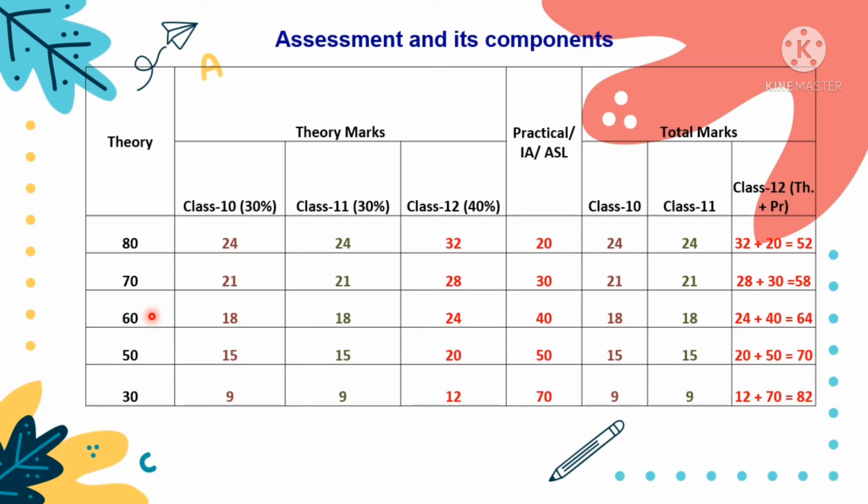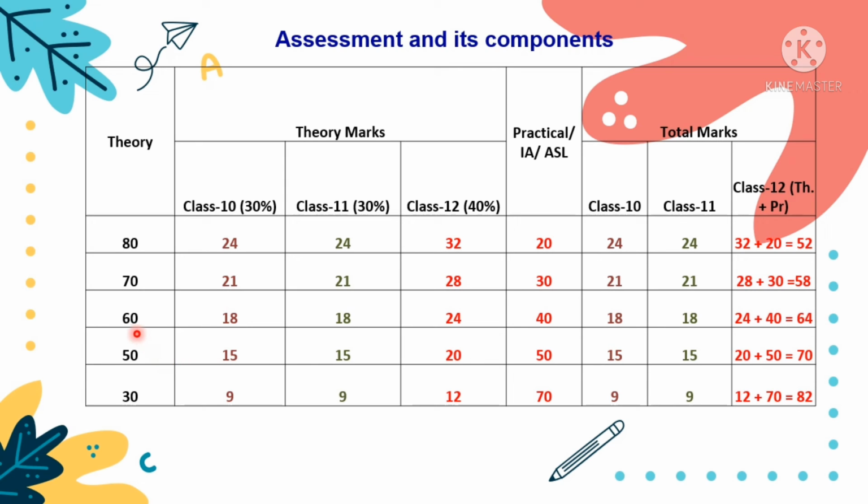Suppose you have a subject of 60 marks theory. In that case, the school has to take 30% of 60 from class 10, which is 18 marks, from class 11 30% of 60, again 18, and from class 12 40% of 60, which is 24. So from class 12, 24 from theory, 40 for practical, 24 and 40 will make 64 total for class 12 theory and practical, 18 from class 10, 18 from class 11. So 18 plus 18 plus 64 will make 100 total again, right?